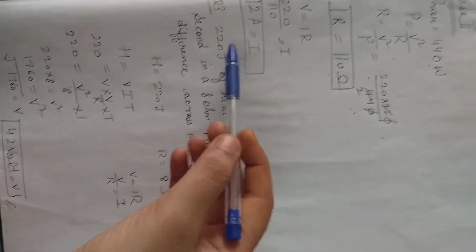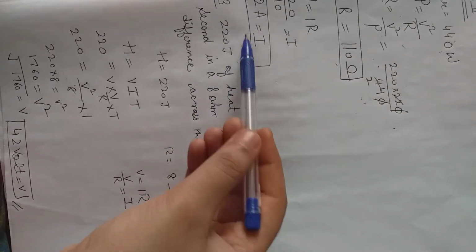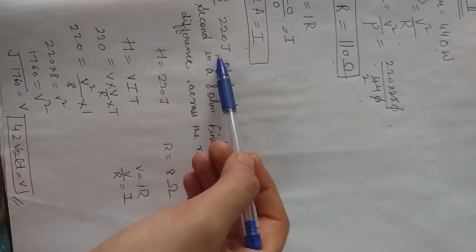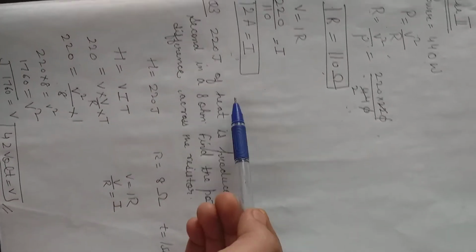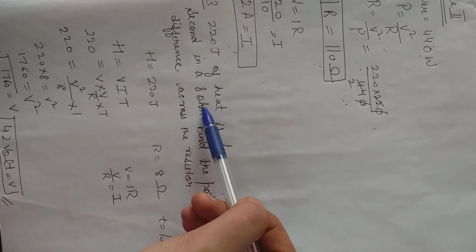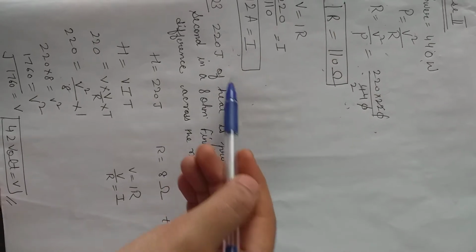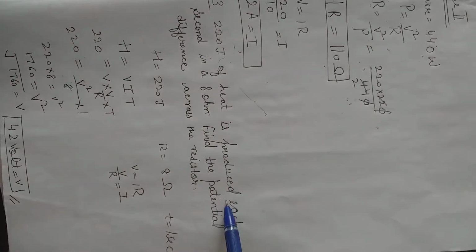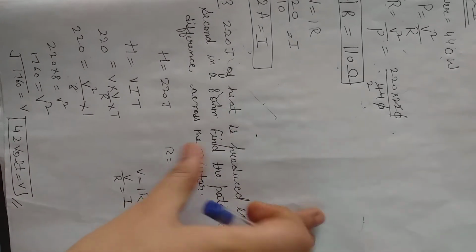Next, the third numerical is 220 joule. What does this quantity represent? It is work. Joule is a unit of heat energy or work, you can say it is the same. 220 joule of heat is produced each second. Each second means in 1 second. Find the potential difference across the resistor. You have the value of heat, the value of time, that is each second, and the value of resistance, 8 ohm.